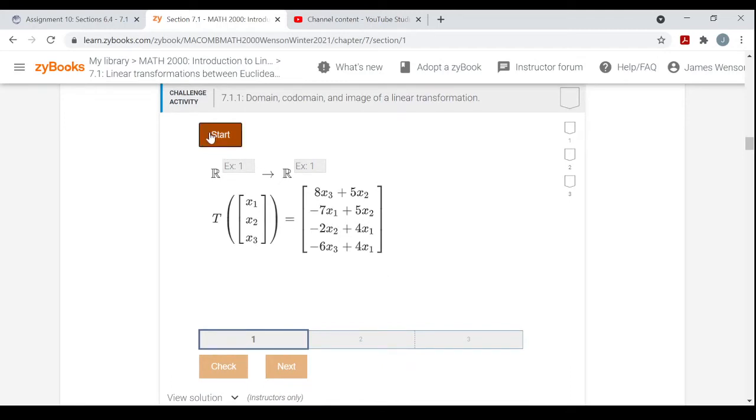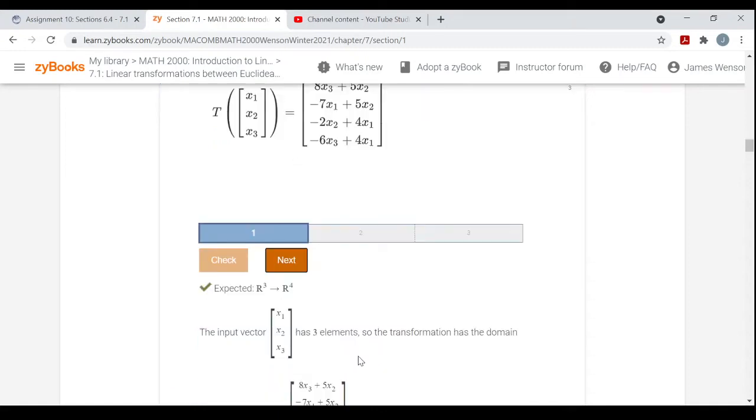And the challenge activity. Now this first one, they're just asking you for the proper dimensions. Look at this rule here. The input is from R3, right, the input has 3 components. The output has 4 components. So this would be from R3 to R4. That's all I have to fill in.